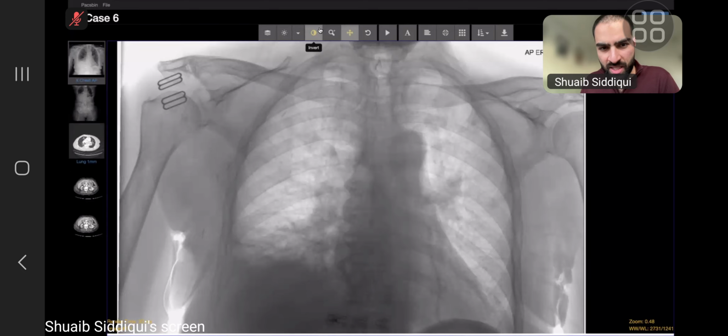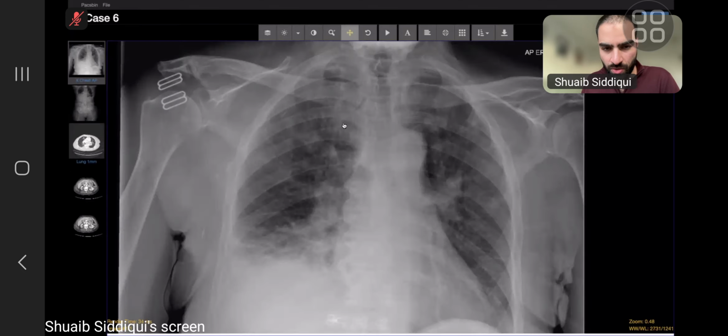So there's all this nodularity, which doesn't make sense for just infection. And if you look at this radiograph, they've got right-sided surgical clips. So this patient's probably had a mastectomy from this radiograph, right? So previous cancer, nodules in the lung, that's always a concerning finding.